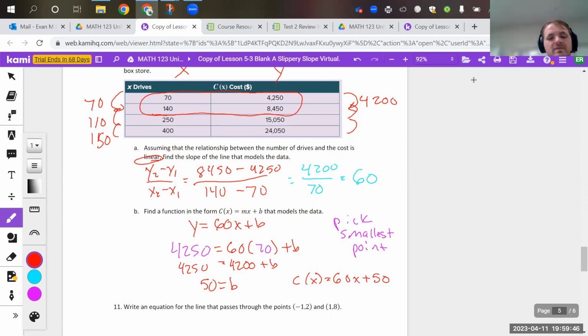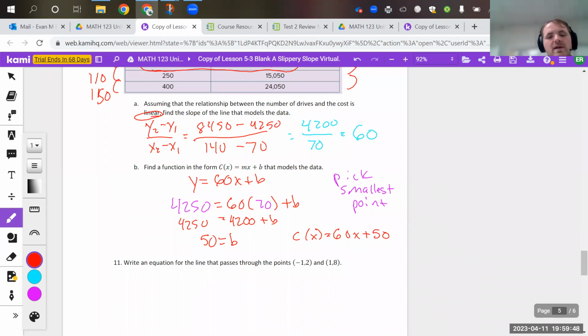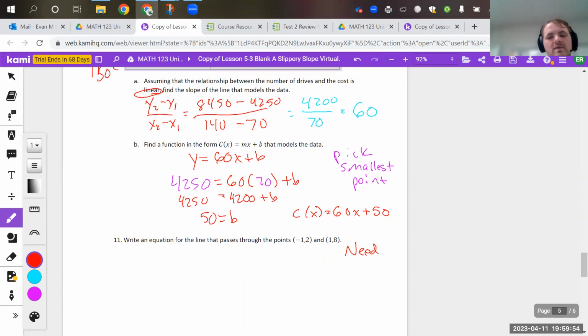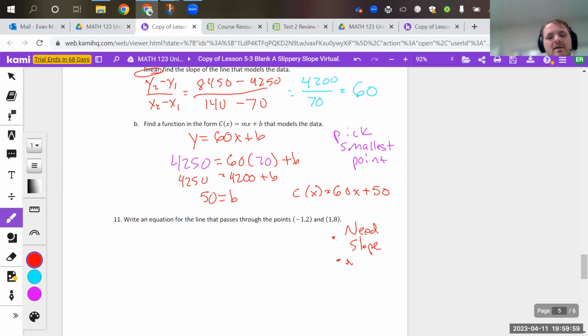Last one here, almost to a break. So it's asking me to find the equation. So I need a slope, and I need that y-intercept. So probably the better one is to start with the slope. So that's where I'm going to do my y2 minus y1, 8 minus 2, over negative, ooh, this is why we should do the skeleton stuff. I shouldn't get lazy here. 1 minus a negative 1. Okay, so that gets a little bit weird down there.